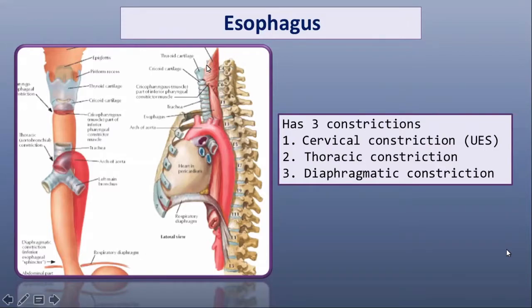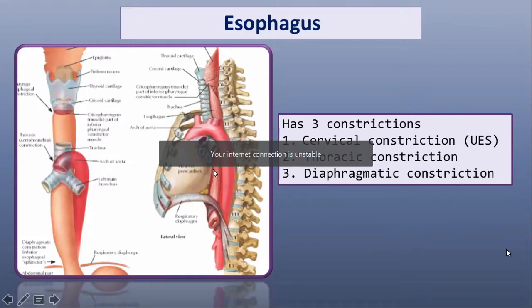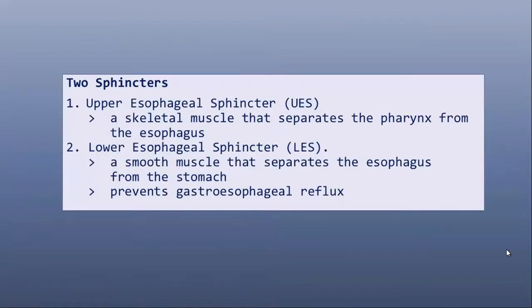Your endoscope, as it passes here, you should be aware of those constrictions. So you have to be very careful. And also when viewing your X-ray, for difficulty of swallowing, one consideration would be any abnormalities involving the esophagus. Okay, your dysphagia. Now, aside from these three constrictions, very important to know that there are two sphincters.